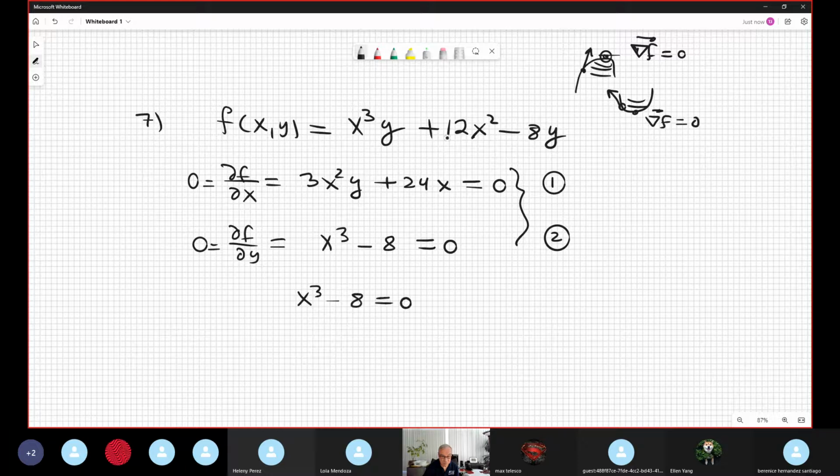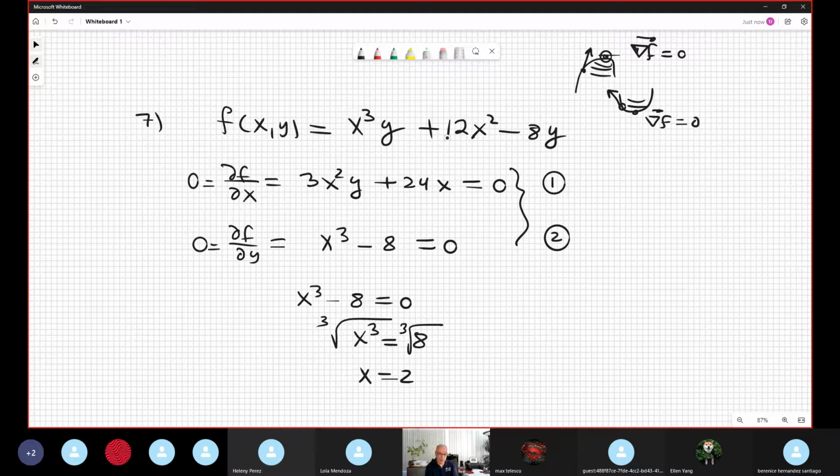If you take equation 2, it's obvious that x is 2, no? Because you put 8 on the other side and apply the cubic root to both sides. x is 2. At least 2 is the real solution for this equation. Of course, we have 2 more solutions because the degree is 3, but these are imaginary. Imaginary ones do not participate in this game.